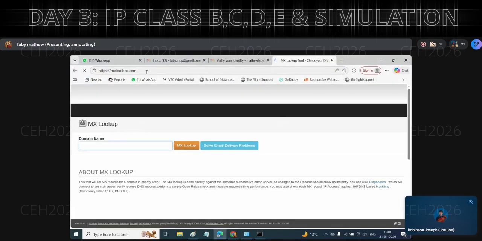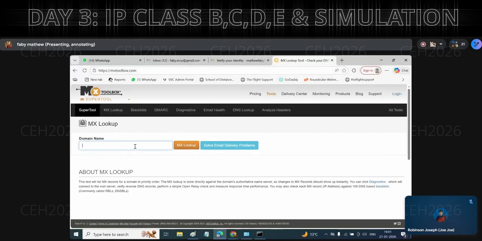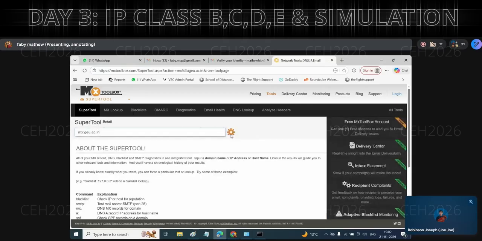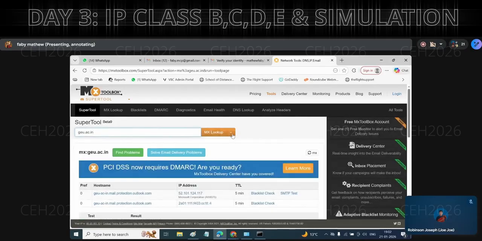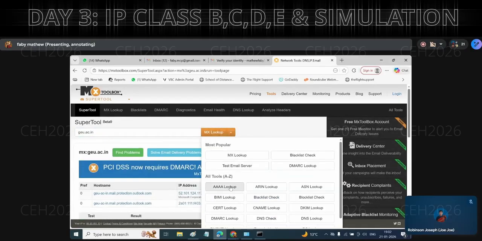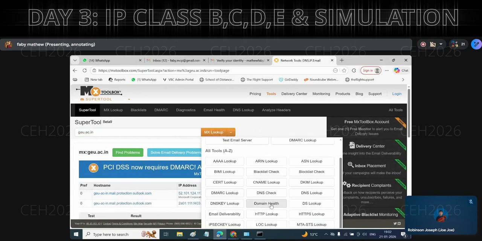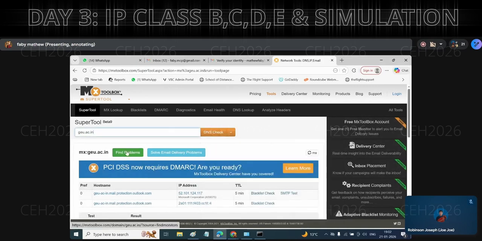MX Toolbox is a particular website through which we can check so many things about domain names. First of all, I am going to check gu.ac.in. I want to do the DNS checking. Okay, I'm doing the DNS checking.